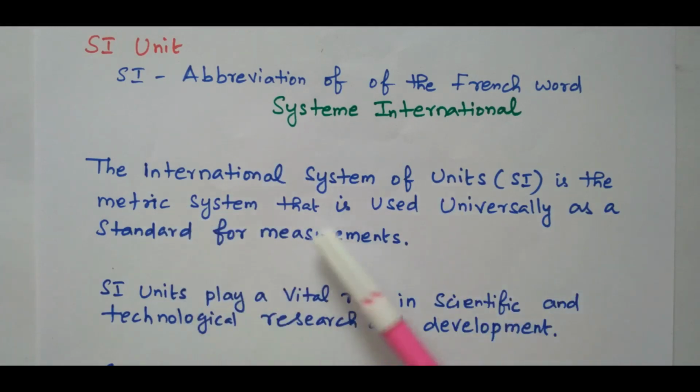It is the metric system that is used universally as a standard for measurements. In order to get uniformity over the entire universe, these SI units are defined. So everyone needs to use these SI units for representing measurements. The SI unit plays a vital role in scientific and technological research and development. With uniformity, it will be very useful to go with uniform standards, uniform units.